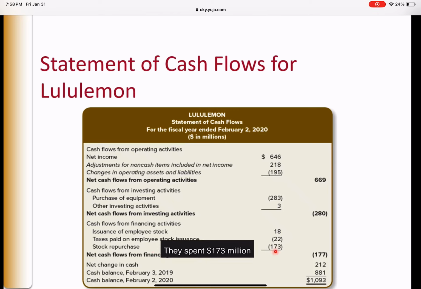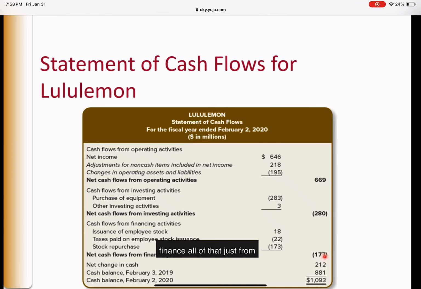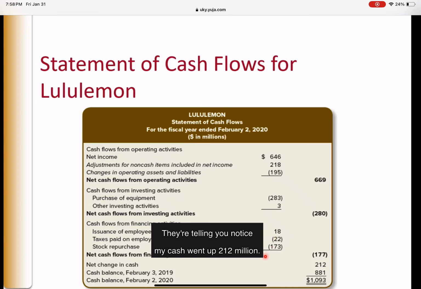They spent $173 million out there in the market buying back their own stock. Now, obviously, if they do that, they can probably increase the earnings per share that I talked about earlier. But notice, they were able to finance all of that just from their cash flows from operations. They didn't have to borrow anything, and they didn't have to issue any new stock. Now, obviously, the stock that they issued was for the benefit of employees, they're telling you here.